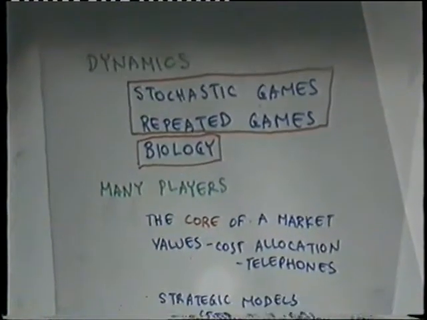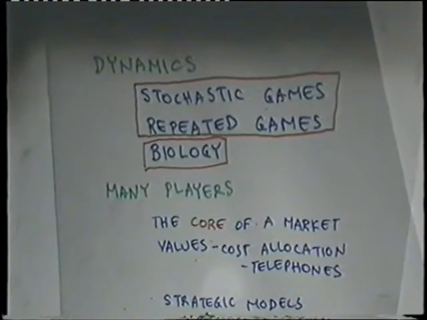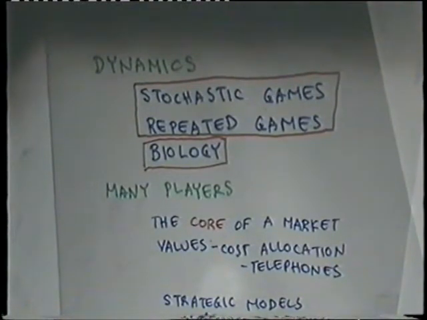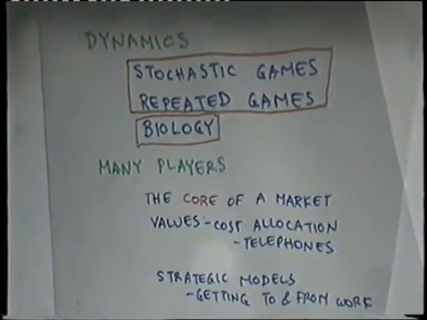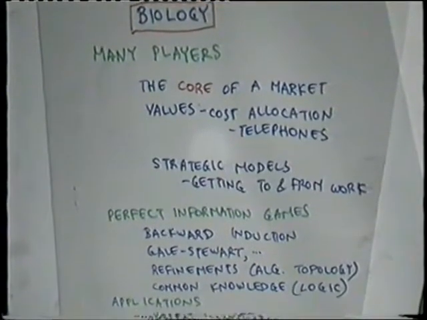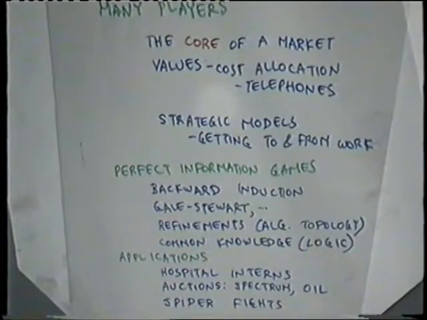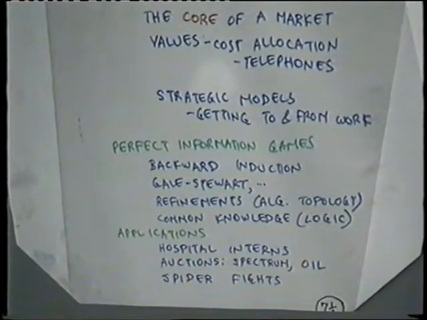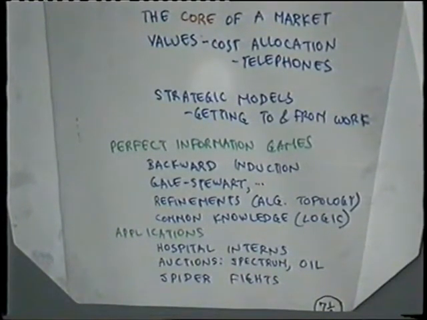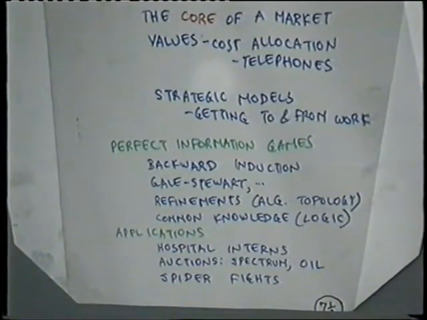So the plan of the lecture is we're going to talk about this problem of dynamics. Stochastic games and repeated games is one corner of it, and I said that's not truly dynamic, and then we have biology, which is the truly dynamic thing. In the matter of many players, we're going to talk about the core of a market, which is a purely game theoretic concept, and its relation to purely economic concepts like the law of supply and demand. We have Shapley values of games with many players, a very important area, with applications to cost allocation, especially telephones and other applications of cost allocation.